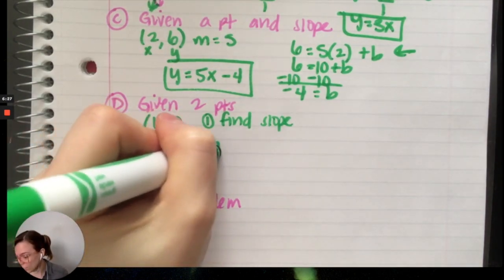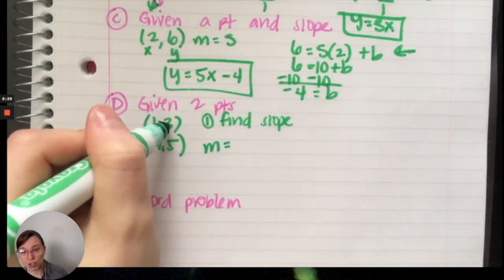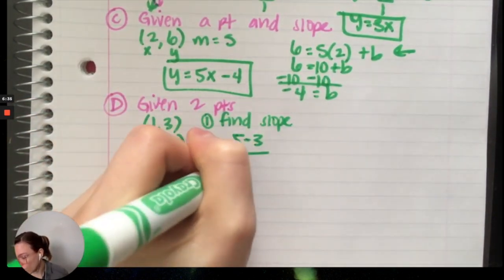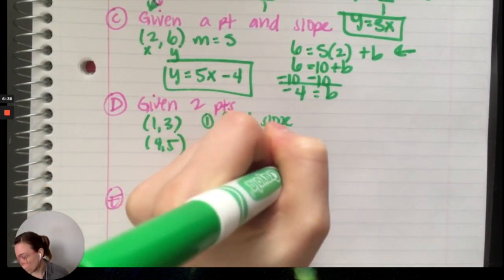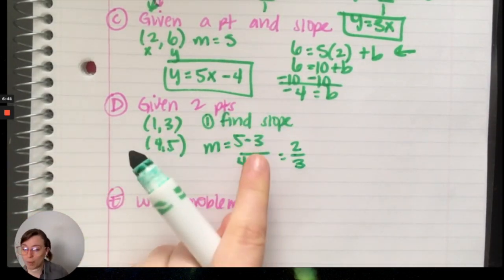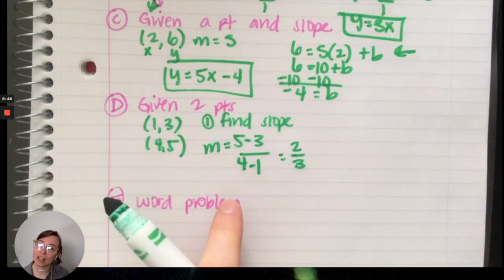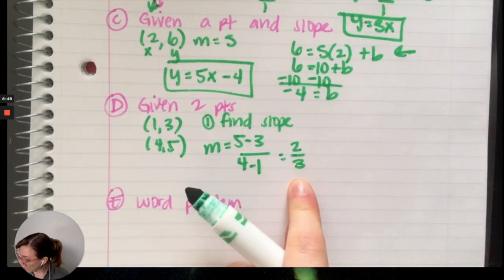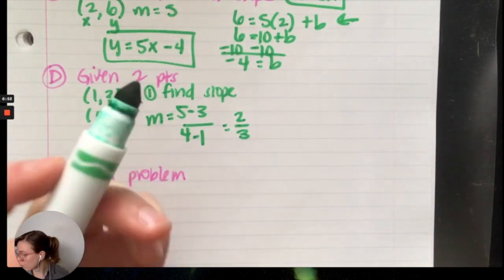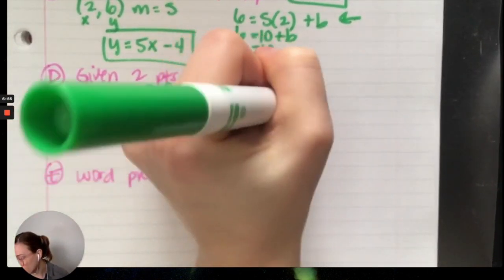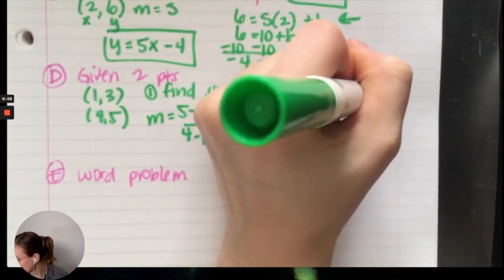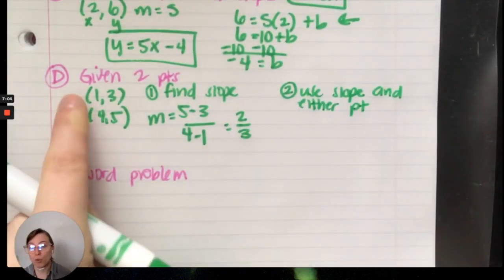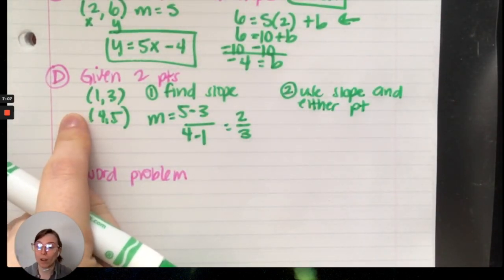So finding your slope, I'm going to do the 5 minus 3 just because that'll keep it a positive number. So if I do 5 minus 3, I have to do 4 minus 1, so I get 2/3 positive. If you did the 3 minus 5, 1 minus 4, you'd have a negative 2 over negative 3, which simplifies to a positive 2/3. So that's my slope, and now I need to use the slope and a point. I need to use the slope and either point. It doesn't matter which point we use. Both of these are on the line, so it doesn't matter which point we use.